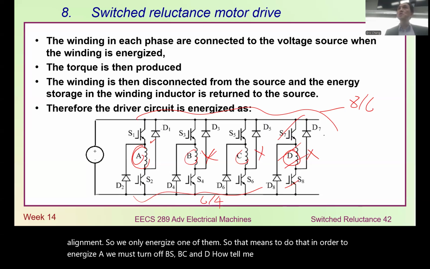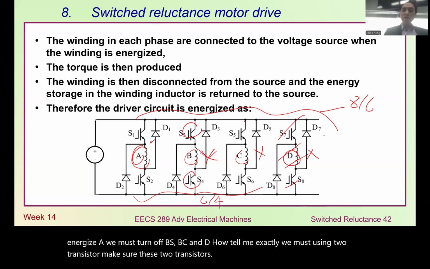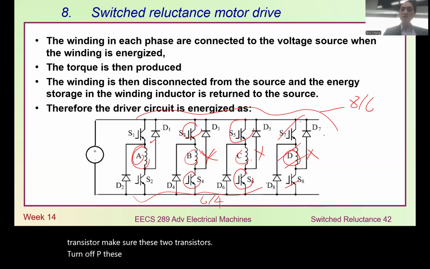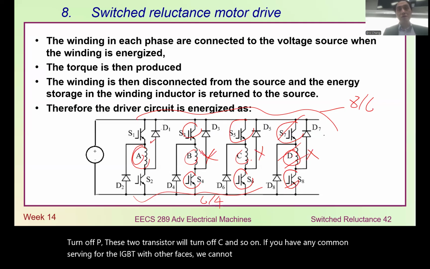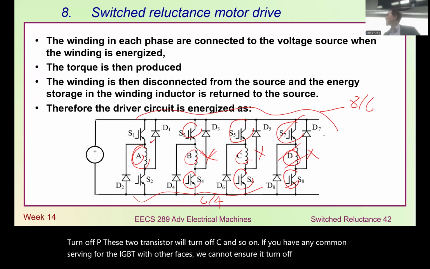We must use two transistors. Make sure these two transistors will turn off B. These two transistors will turn off C, and so on. If we have any common sharing for the IGBT with other phases, we cannot ensure it turns off. Okay? So that's why we do it as such.